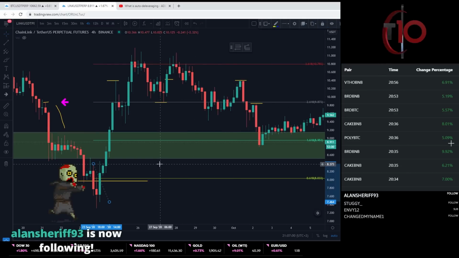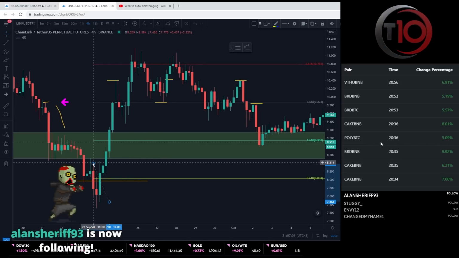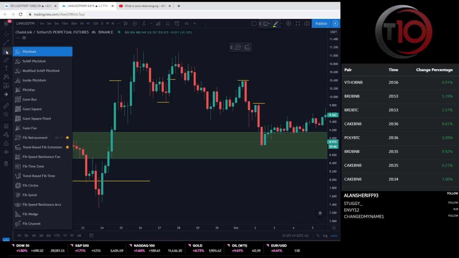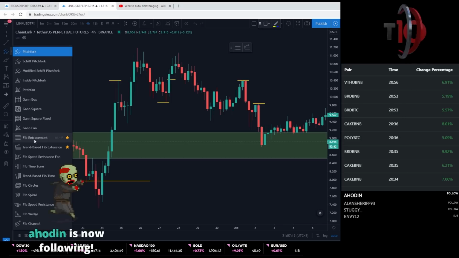I just have to cheat a little bit to get exact levels. Let me delete this one. Then we are going to the fib retracement tool.